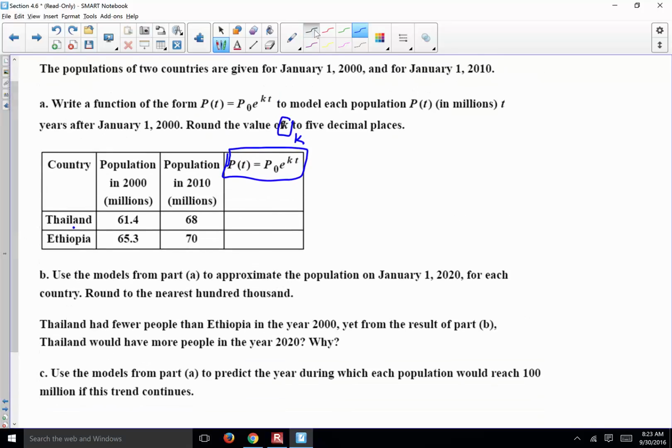Alright. Let's start here. First, let's do Thailand. How do I find K? Any ideas what to do here?